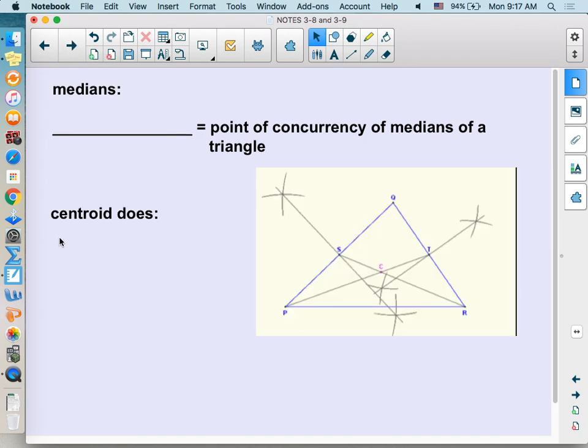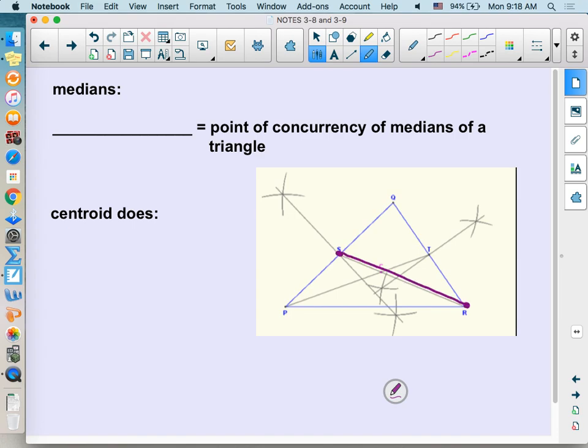The final one, and this is where 3.9 picks up, is if we constructed all 3 medians of a triangle. Median is that segment that goes from vertex to midpoint. So we're talking about SR in this picture being one of the medians, and we're talking about PT being the other one. If I had put the third one in, that point of concurrency would still have been C. So now we're talking about one that sounds like it's from outer space, the centroid. The centroid is that point of concurrency where the medians come together.